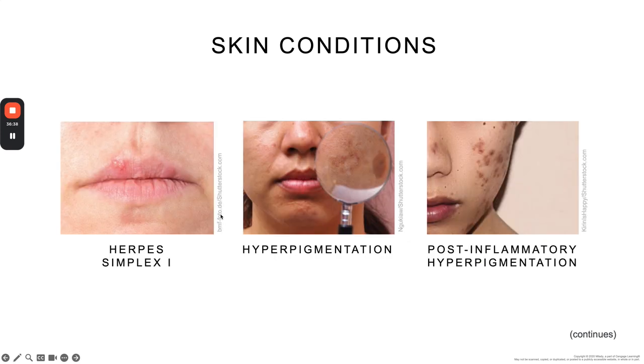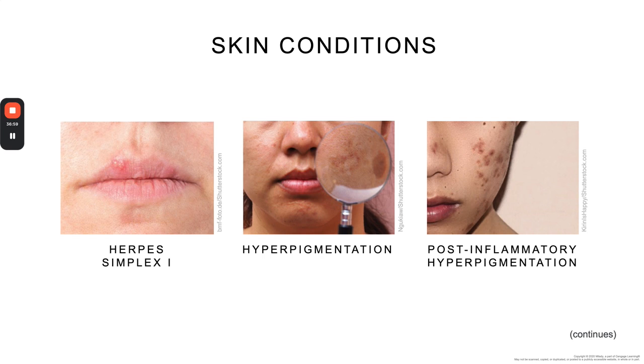Other skin conditions, herpes simplex, that's something that you may see in a treatment room. It is a communicable virus that appears as a vesicle on the lip, similar to a blister. You can find more information in that chapter on diseases and disorders of the skin.